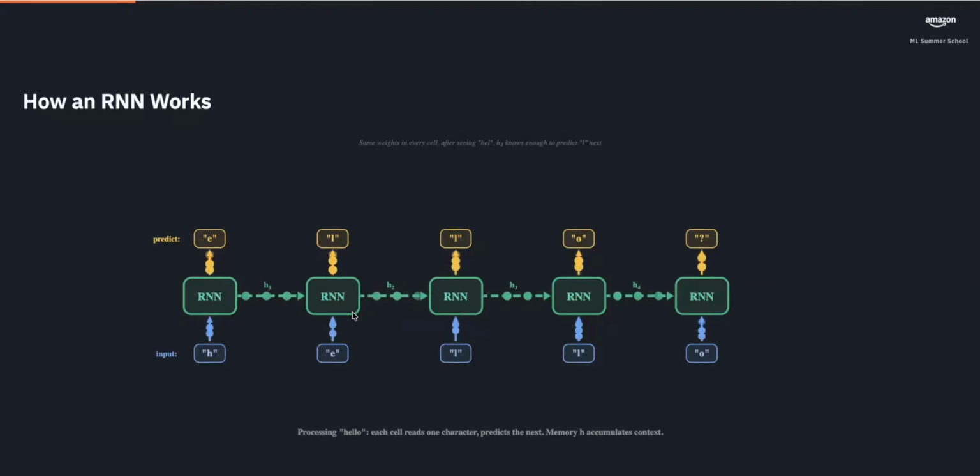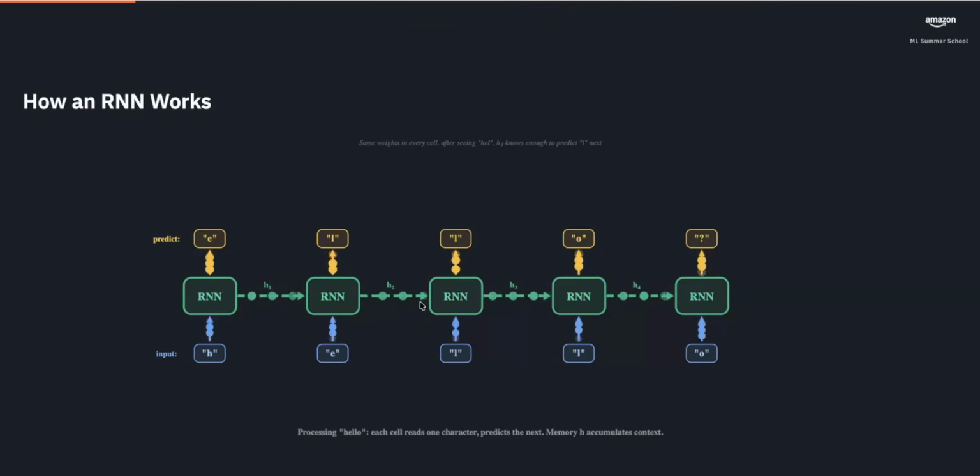The green arrows between the cells are the hidden state h being passed forward. That's the memory the RNN holds. After the first cell processes H, it has a memory of seeing H. That memory flows into the second cell. The second cell sees E and combines it with the memory of H. Now it has HE.